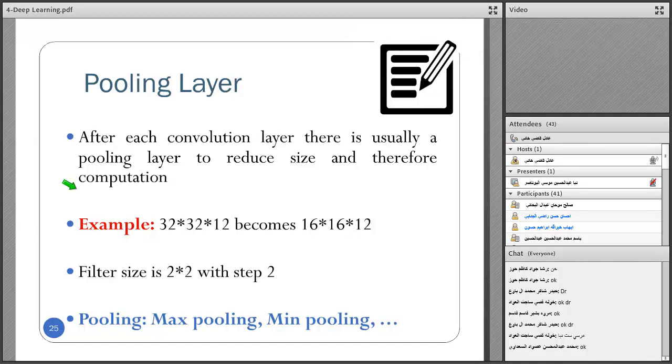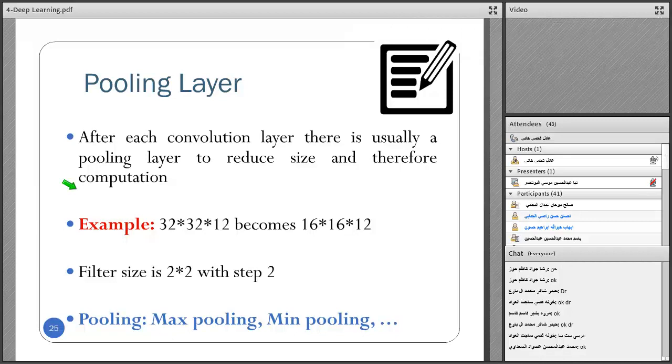Thank you. Okay, the pooling layer. What is the pooling layer? The pooling layer is meant to reduce the computation in the convolution layer.